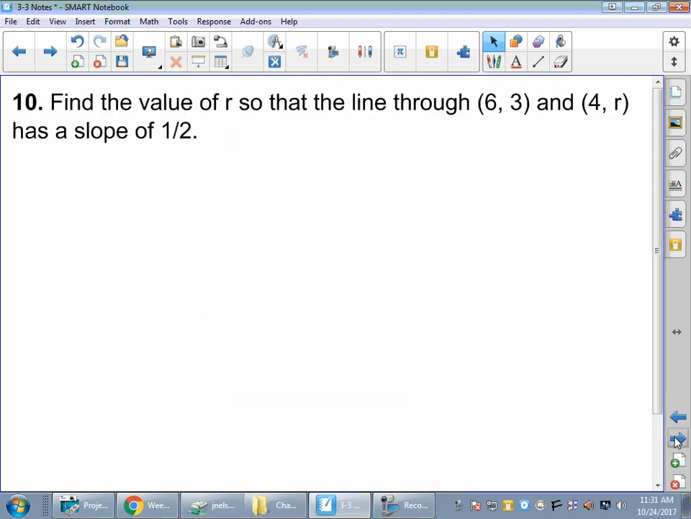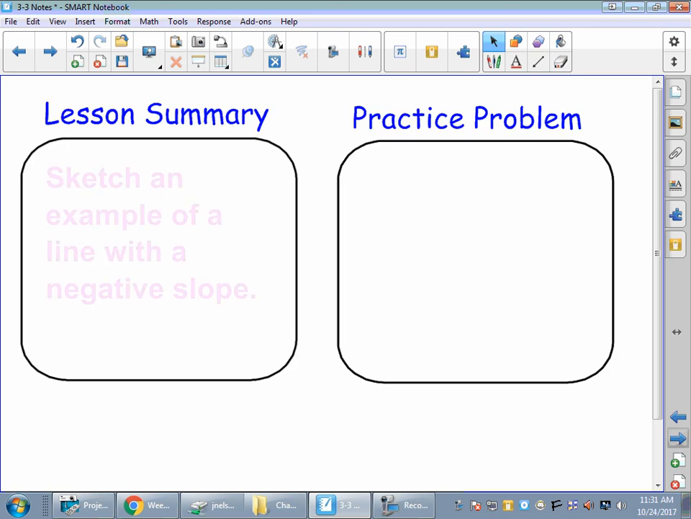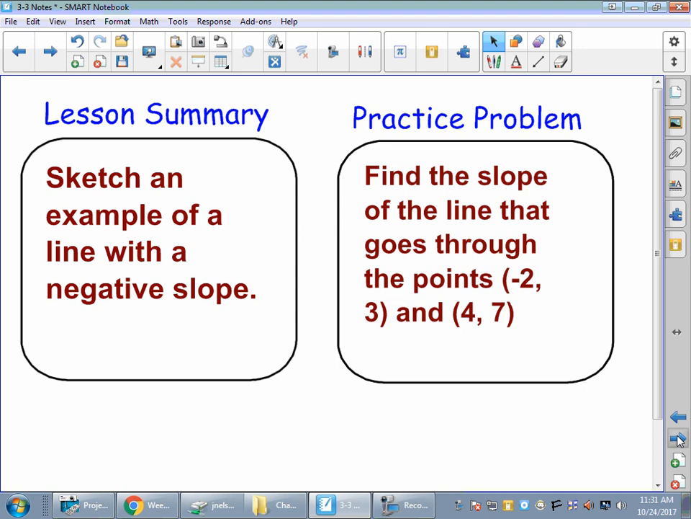I know I have another one of these in here. I'm going to skip over this one just because of time, and we're going to get on to the lesson summary and the practice problem. Good luck.